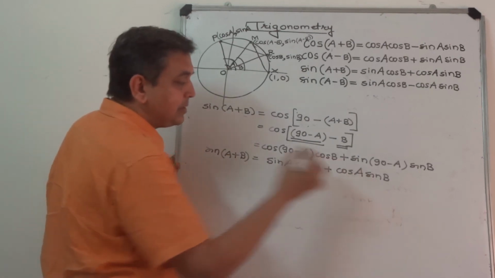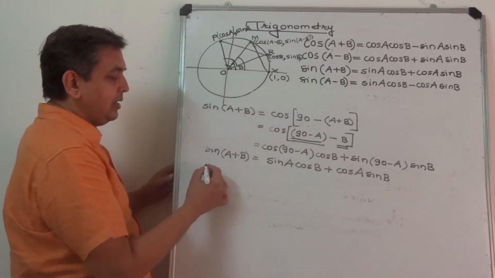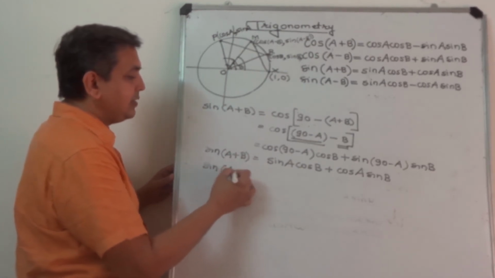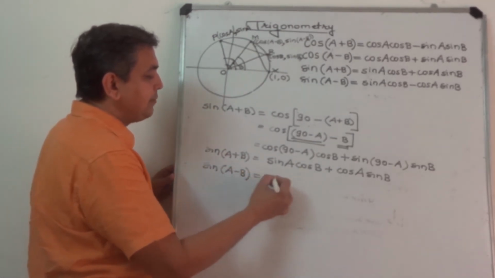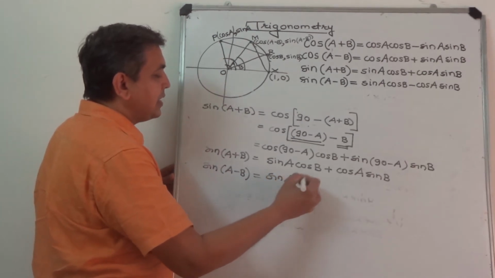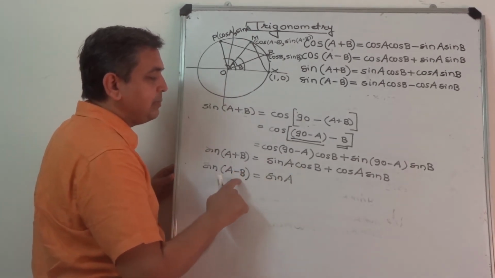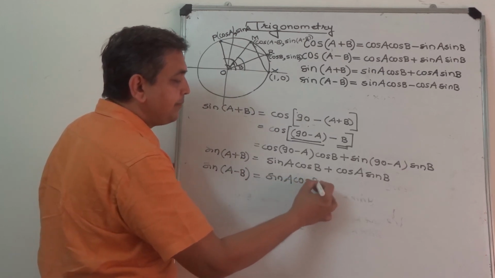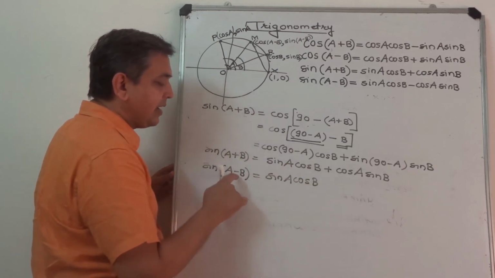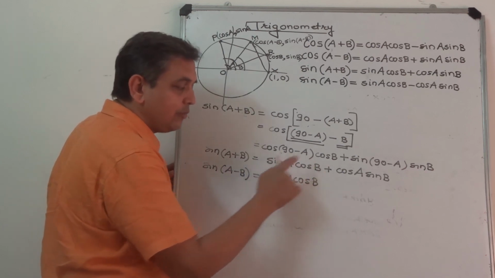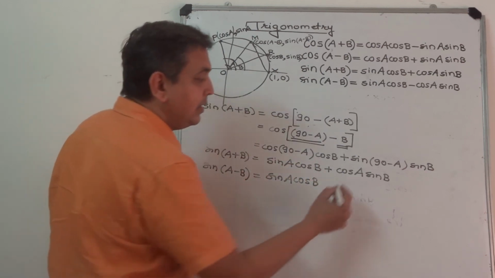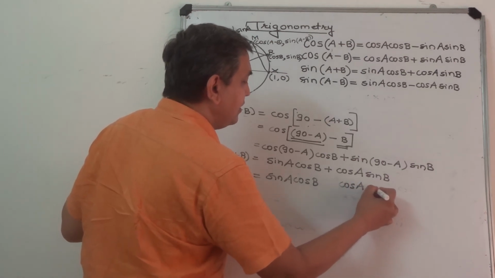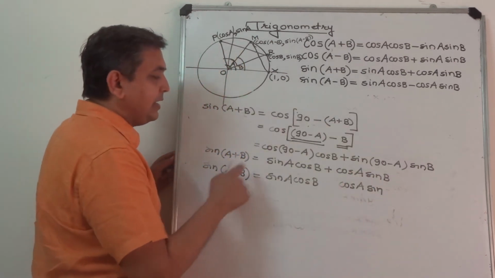So this is sin A plus B. Now as earlier, we again replace B by minus B. So we can get sin of A minus B is equal to sin A cos of minus B. What is cos of minus B? Is it same as cos B? In place of B we are writing minus B, but cos of minus B is same as cos B. And here we get cos A sin of minus B.